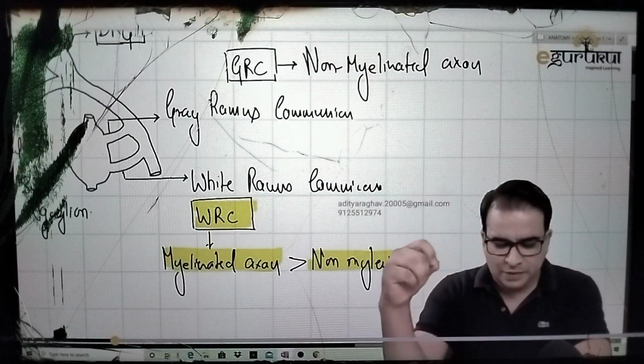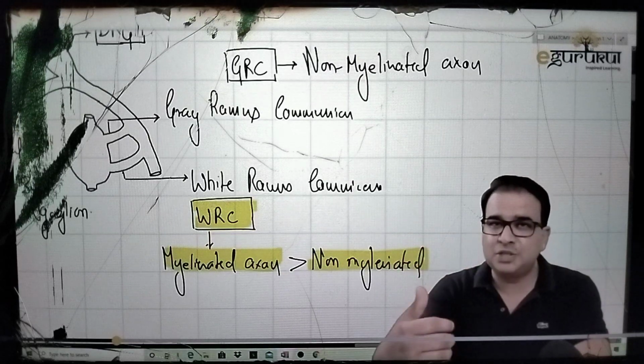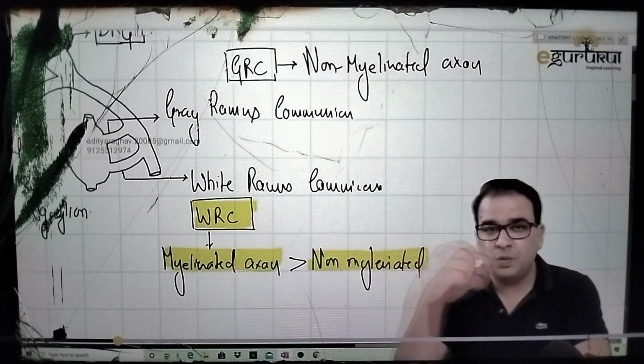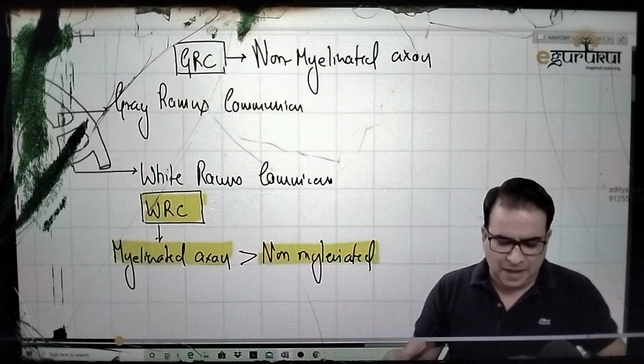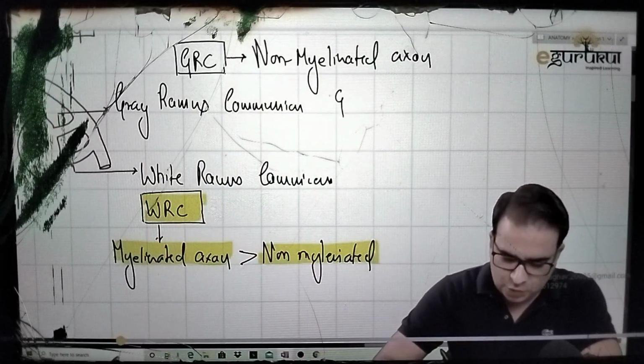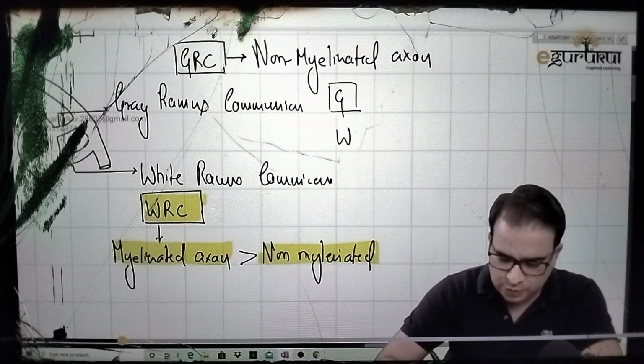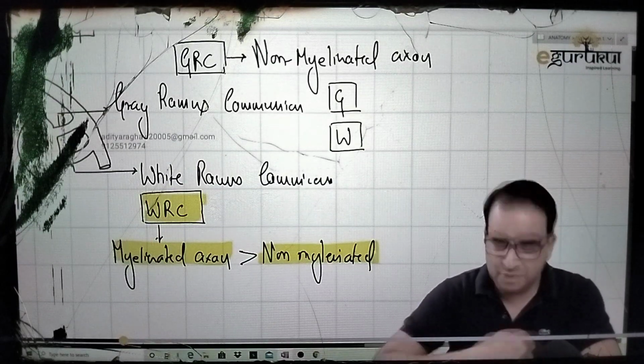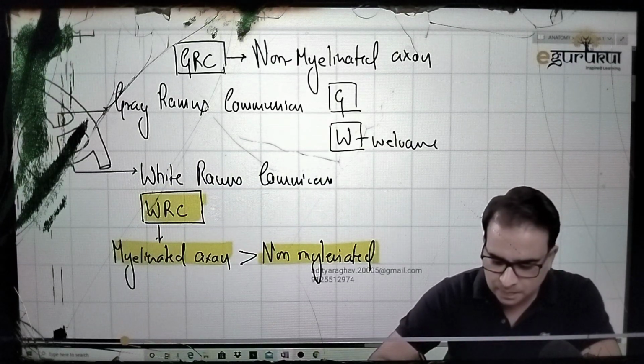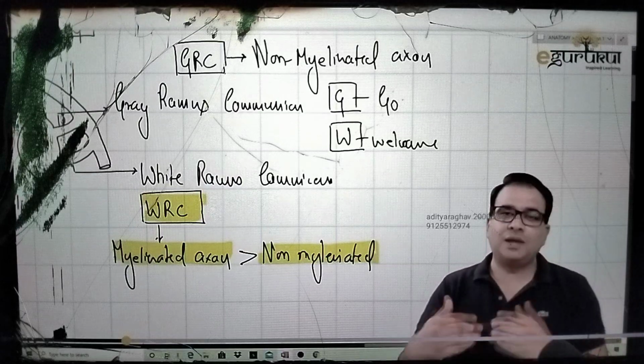So this is what we have: a spinal nerve which is connected to the ganglion of the sympathetic chain by two roots. The proximal one is the gray ramus, and the one which is distal is called the white ramus communicans. And just for memory's sake, remember this G and W. G is gray ramus communicans, W is white ramus communicans. From W you can remember welcome, and G is for go. Welcome and go. Just a way to remember it.